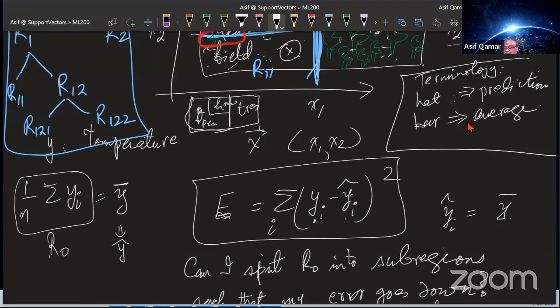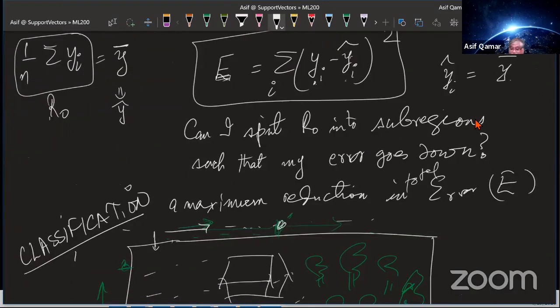So where would you like to split? You would like to find a split point that splits the region into subregions such that this E is minimized, isn't it? You want to find the point at which, if you split, you would have the maximum reduction in errors. Because if you take a big region, initially it will be the average of the entire region.